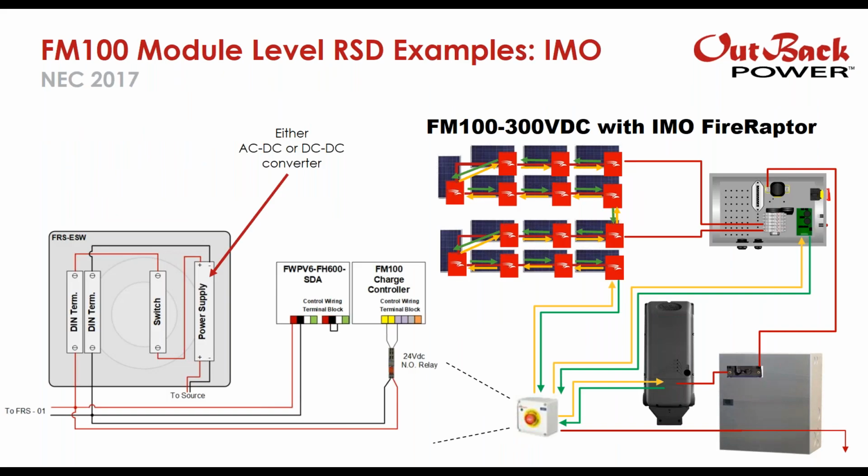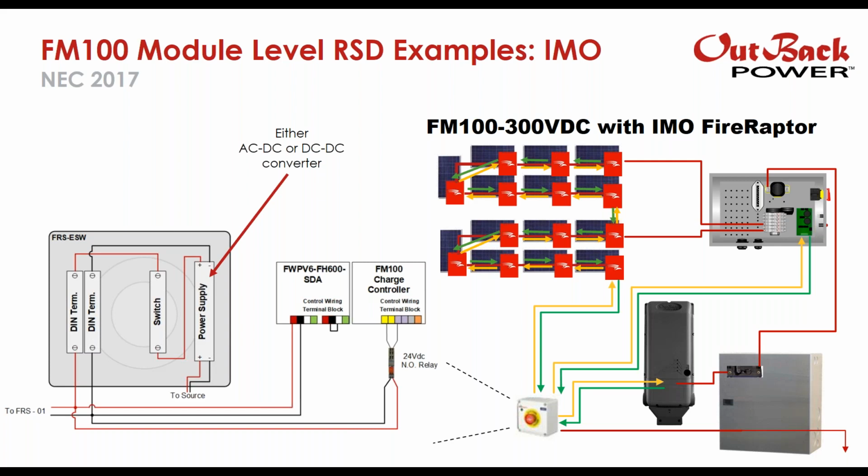Okay, so here is the FM100, an example with the IMOFire Raptor with the NEC 2017. So remember, the FM100 uses continuity to determine when a rapid shutdown event has occurred. So an open circuit signals a rapid shutdown event and disables the FM100. And a closed circuit signals to the FM100 that the solar should be on. So this logic can be used to integrate third-party rapid shutdown devices. So you can use a dry contact or a relay with a dry contact to give proper signal to the FM100. With the IMOFire Raptor, the removal of the 24 volts from the FRS-01 will initiate a rapid shutdown.